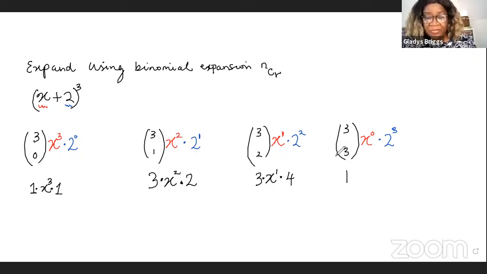It's 4. And then you have x to the power of 0, which is 1. Times 2 to the power of 3 is what? It's 8. Let's not forget our addition signs. So this here would come to x to the power of 3.